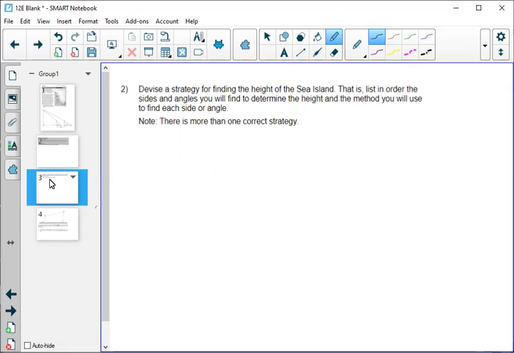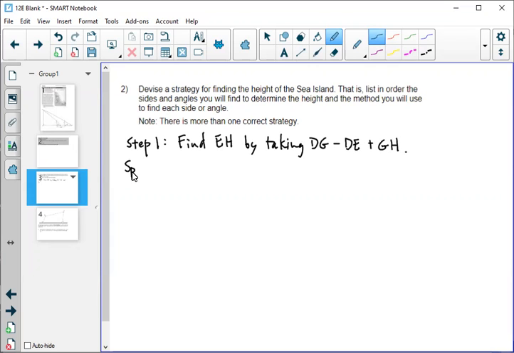So here's a way that one strategy could work at least. I'll call this step 1. Step 1 could be to find EH. And that's by taking DG minus DE plus GH. It's G, okay. We go to step 2.